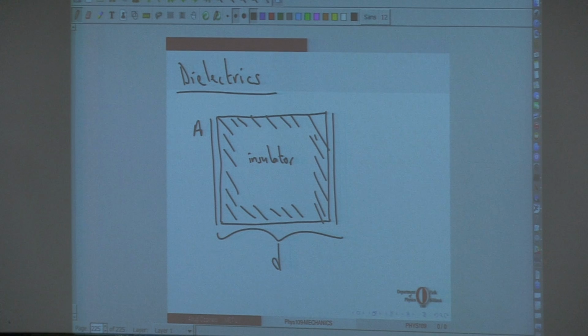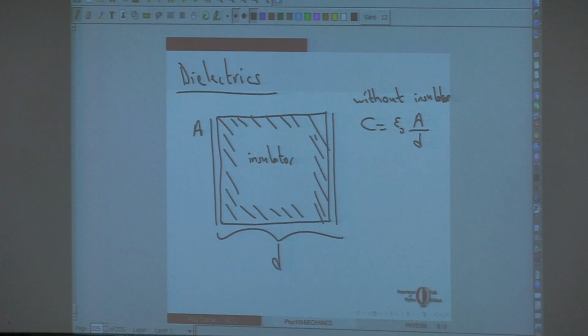Now the question is, what is the capacitance of this system? Remember, if we didn't have this insulator, without insulator, capacitance was equal to epsilon 0 A over D. This is what would happen if we didn't have any insulator in between. Now we have the insulator in between, what happens to the capacitance?